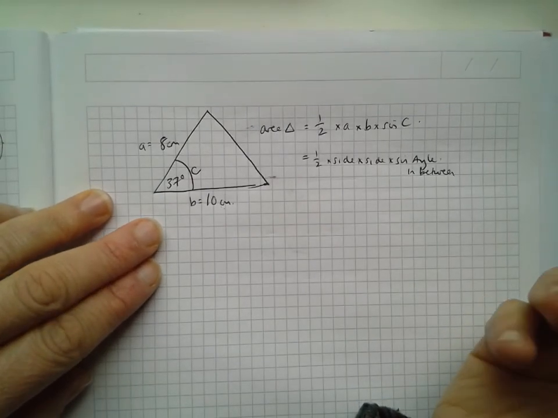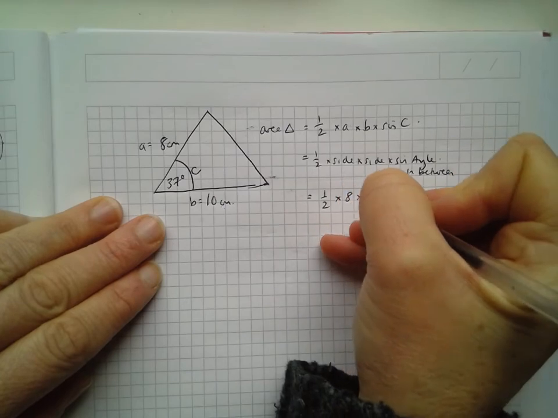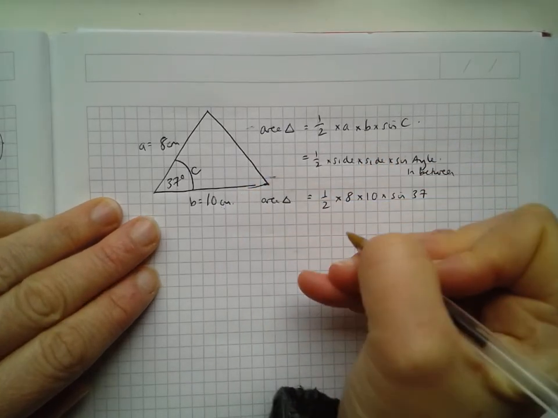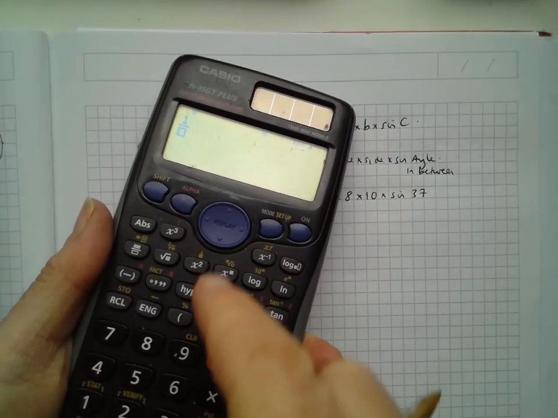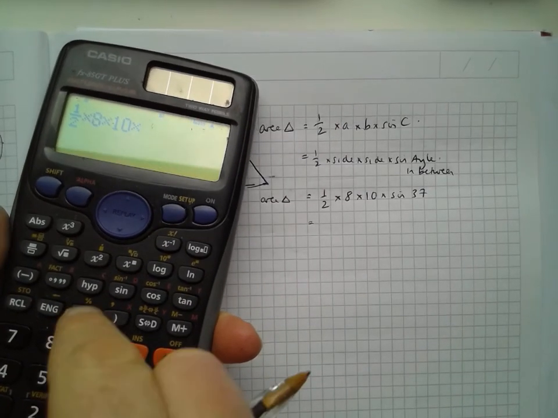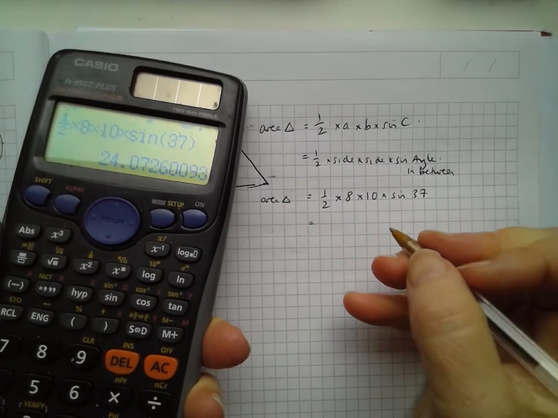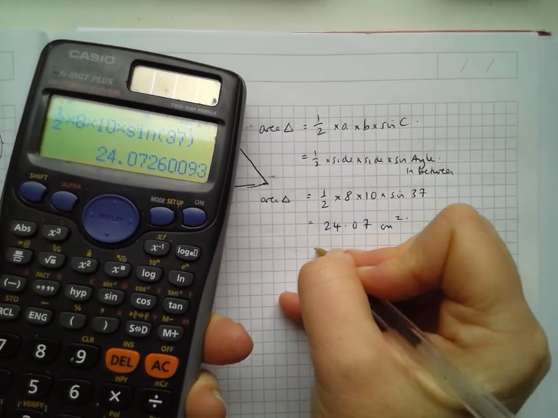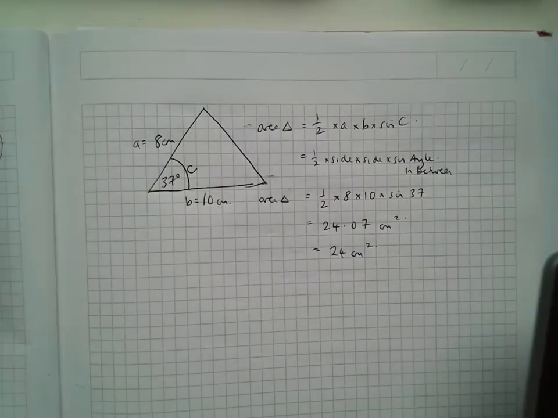So my area of this triangle is a half by 8 by 10 by sine 37. I just plug that into my calculator. A half by 8 by 10 by sine 37 equals 24.07 centimeters squared. To the nearest whole number would be 24 centimeters squared. Okay.